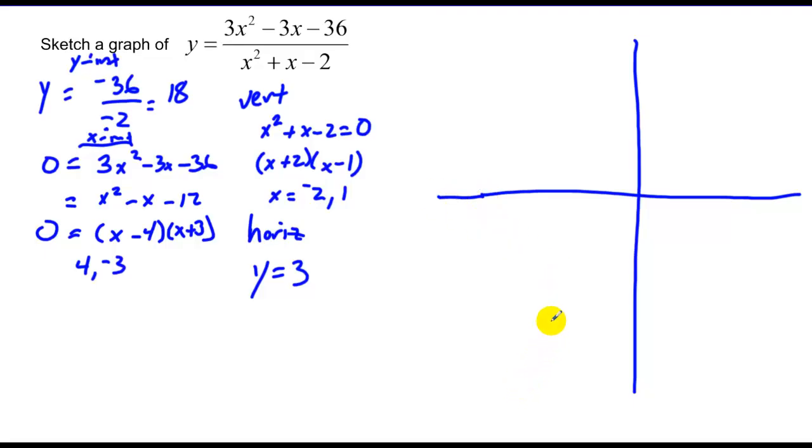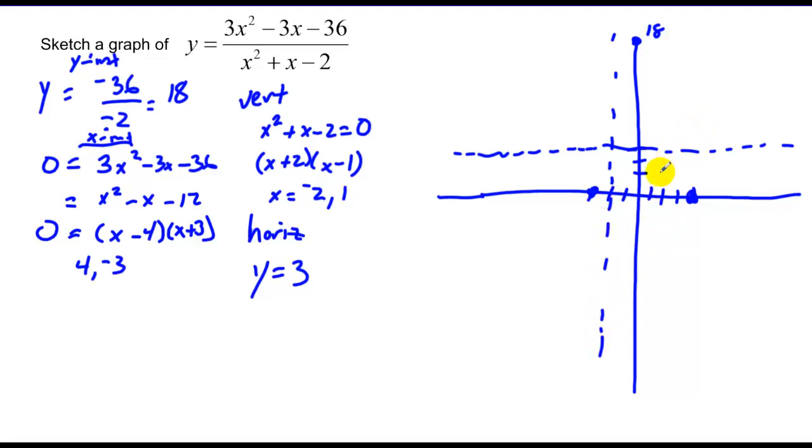let's go ahead and sketch out what we know. I know I have a y-intercept way up at 18. Let's just call 18 up here. I have x-intercepts at 4 and negative 3. I have a horizontal at 3. And I have vertical asymptotes at negative 2 and a positive 1.